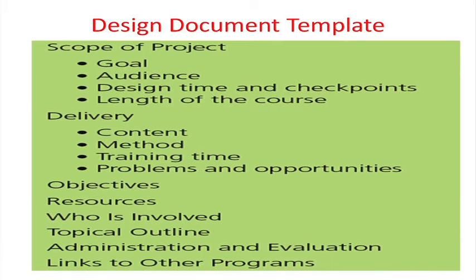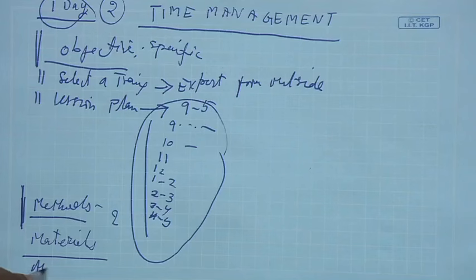So, this is a template that I am using to explain a design document. Design document is the training program document, right. So, first of all you have to tell the objectives, right, what would be the objective of the program. Then another important thing that is left out here is who is your target audience.